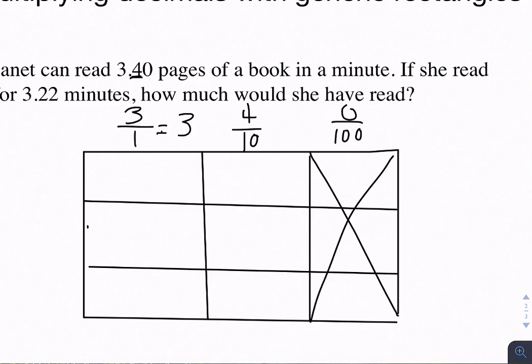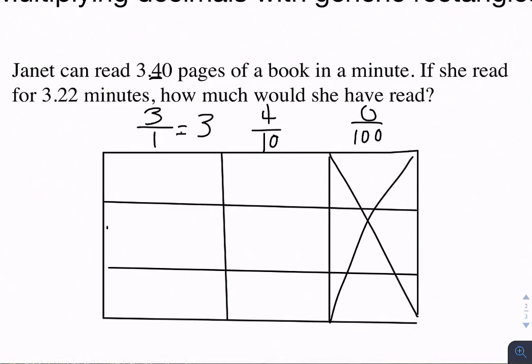And then we're going to do the same thing with the 3.22. Again, we're splitting it up into all the place values. So we have 3 or 3/1. Writing it as 3/1 just helps us remember that we're only multiplying the numerators for that one. And then we have 2 in the tenth spot, so 2 tenths, and then we have a 2 in the hundredth spot. I'm sorry, a 2 in the hundredth spot, not 22.